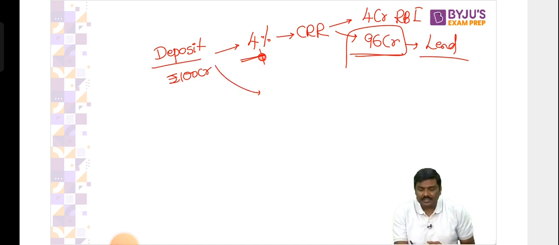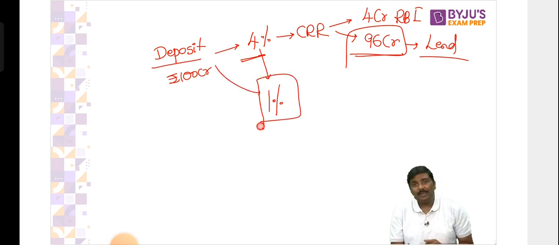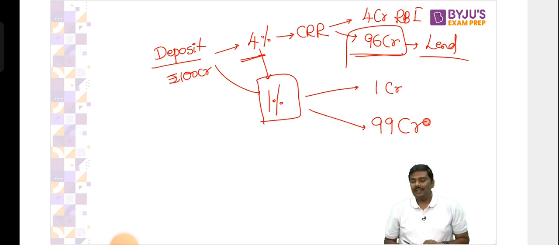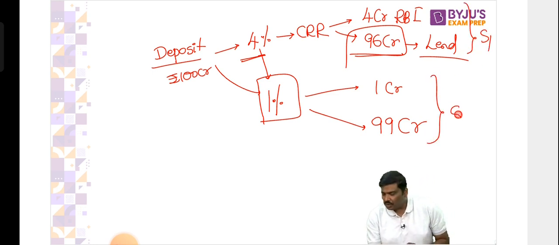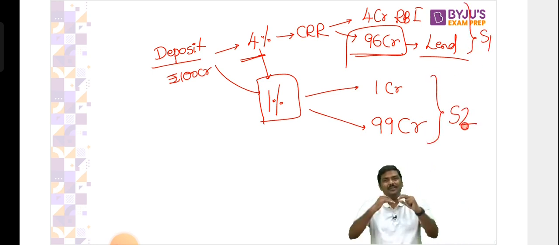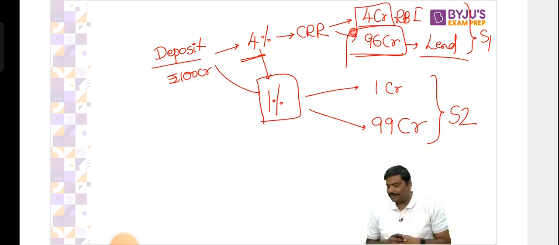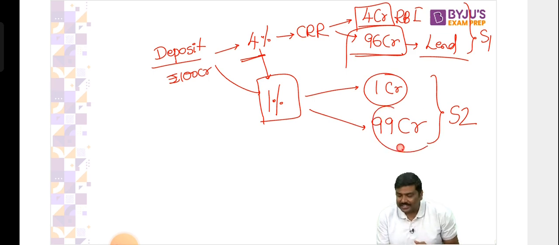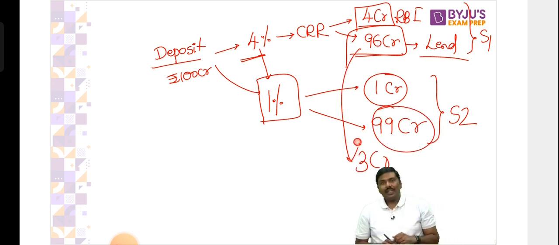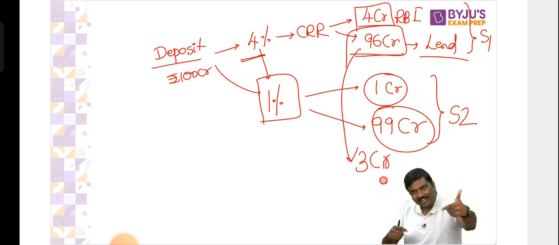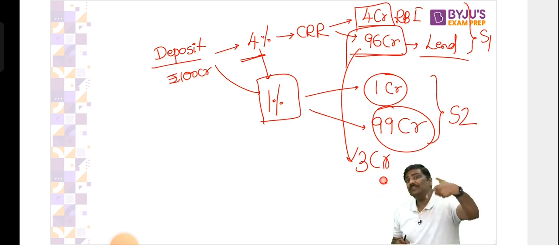Now, if RBI reduces this from 4% to 1%, what is the outcome? You keep only 1 crore with RBI. Now you have 99 crore rupees to lend. Between situation 1 and situation 2, what has happened? In situation 1, you did not have 4 crore rupees to lend in the market. In situation 2, now you have an extra 3 crore rupees. Is it okay? So the money that was not there for circulation earlier is available.